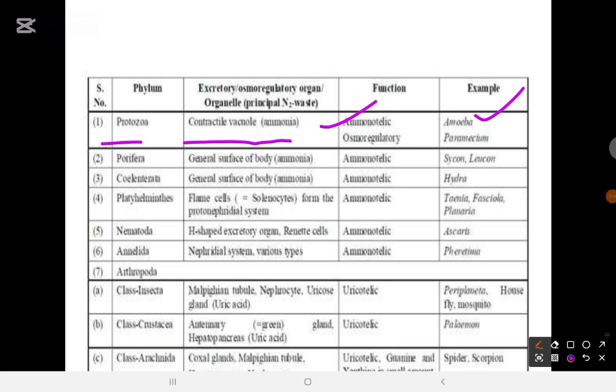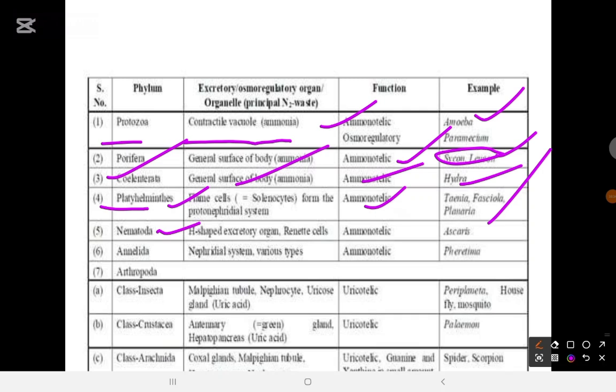Poriferans use general body surface. They are ammonotelic. Examples are the sycon or the leucon. Those are types of poriferans, sponges basically. Coelenterates use general body surface too, and they excrete ammonia. They are ammonotelic, and an example is the hydra. We have the platyhelminths, that is flatworms. They use flame cells or protonephridia system, and are ammonotelic. Examples are planaria or Taenia solium.